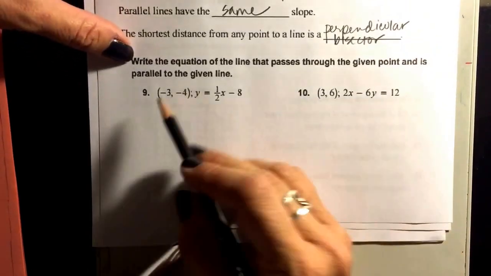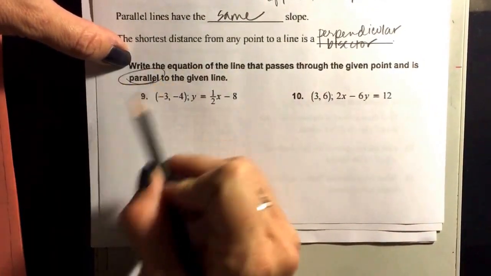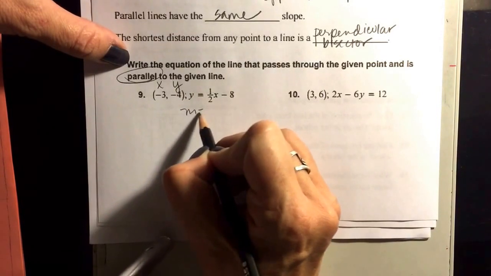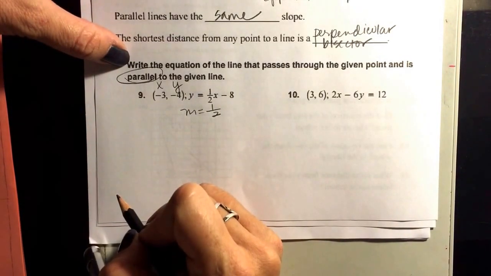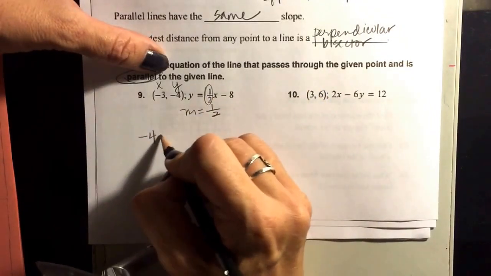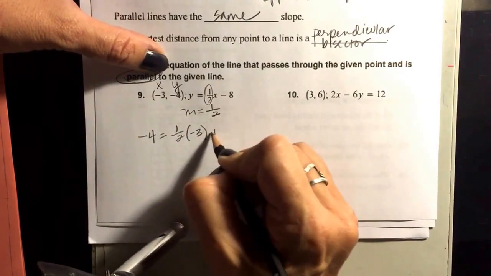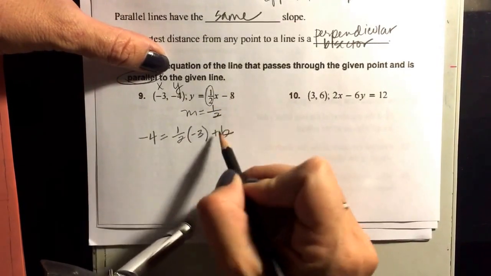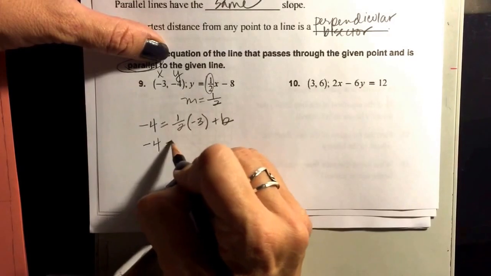In the next two problems, numbered 9 and 10, write the equation of a line that passes through the given points and is parallel to the given line. So I have an x and a y, and lines that are parallel have the same slope. So the m I'm going to use in my new equation is going to be the same as this one, a half. I'm going to use my y equals mx plus b format to solve for what the b value is. I know in this line it hits the y-axis at -8, but my new line goes through this point, and I have to figure out where it hits the y-axis.